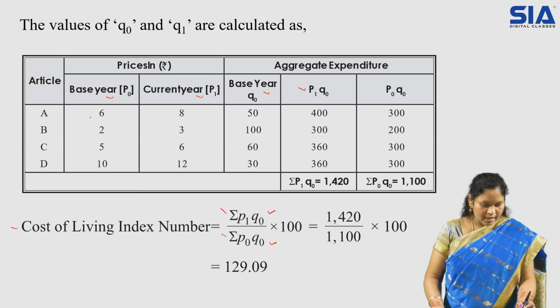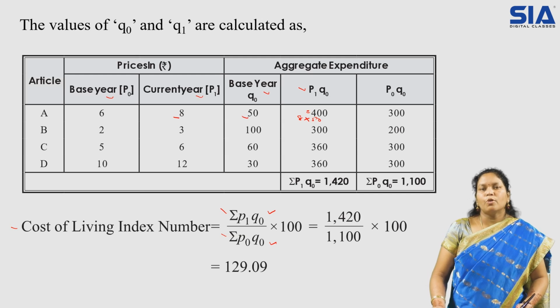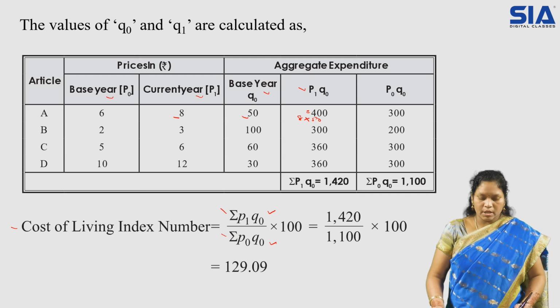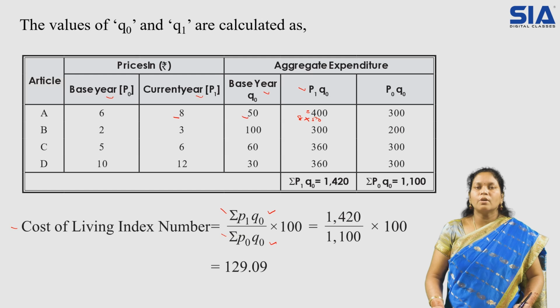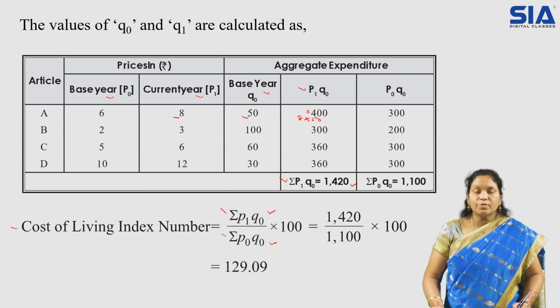So P1 I have 8 here. 8 into Q0, I have 50. So 8 into 50, that is 400 I have obtained. Like that, go for all other values of P1 into Q0, then add one to another so that we can get the summation P1 Q0 value. Here I have got the value as 1420.